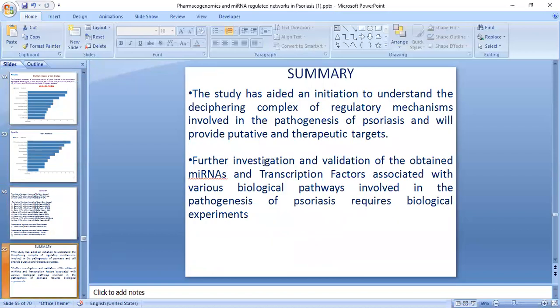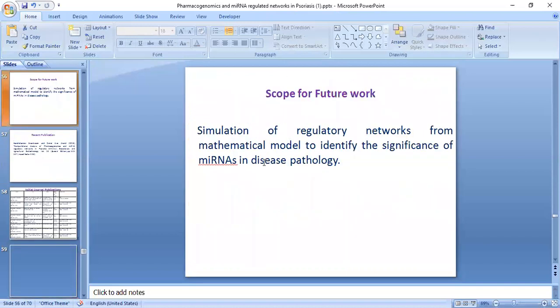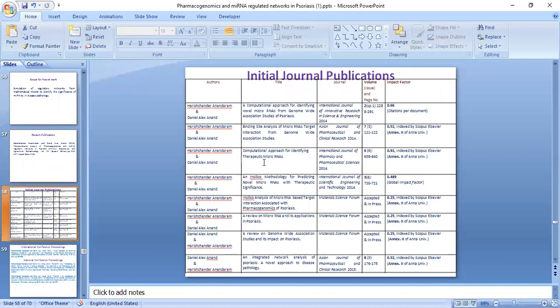And finally, we have tried to understand the pathogenesis of psoriasis. From the complex mechanism, I have broken down the problem into a single mechanism and reconstructed the whole model to understand the process. We have got a few hits from the study, and further we have to improve the study with respect to simulations and various conditions. And we also require more experiments to validate our mathematical model simulations and the network we got. And the further work is simulation of the regulatory network with various parameters to identify the significance of mRNAs.